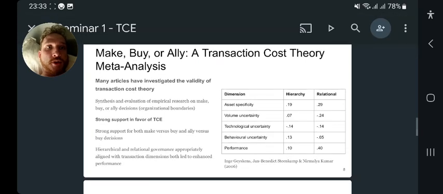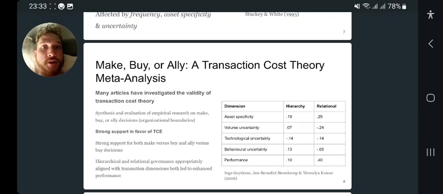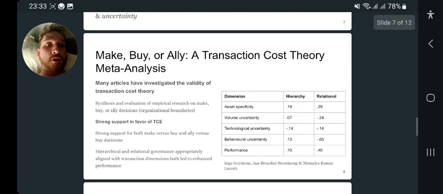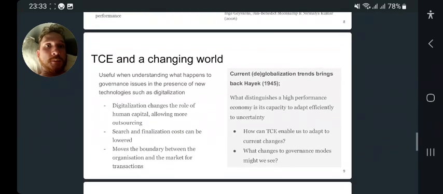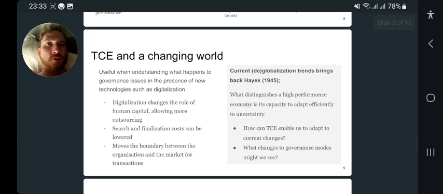We know that it works. If you do the things that transaction cost economics says, then the company will most likely have a higher performance. And so we can think of transaction cost economics in a changing world. To conclude, we know that transaction cost economics is useful when understanding what happens to governance issues in the presence of new technologies such as digitalization. For instance, we might expect digitalization to reduce transaction costs by reducing search costs. We now have applications which allow us to find products much easier.